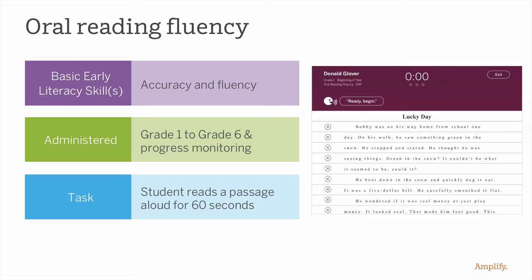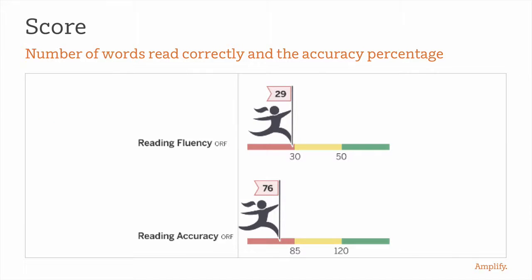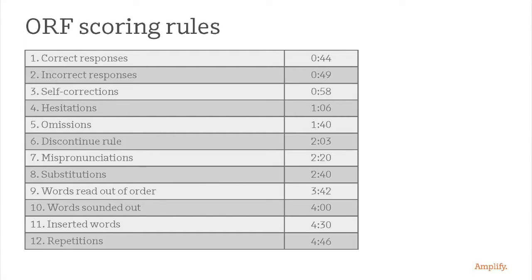Oral reading fluency is an indicator of accurate and fluent reading of connected text. ORF provides two scores, the number of words read correctly within 1 minute and the accuracy percentage. M-Class automatically calculates the scores based on how the assessor records student responses. These scoring rules address the common situations you are likely to encounter while administering this measure.